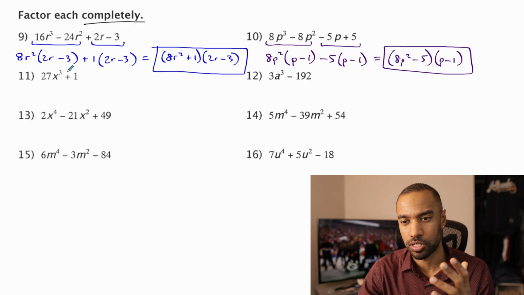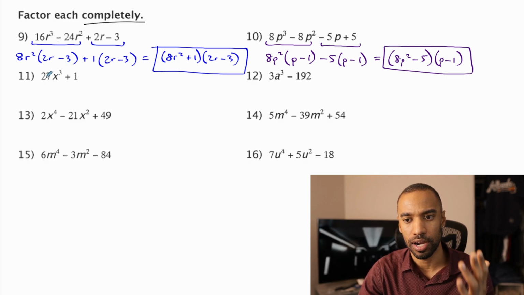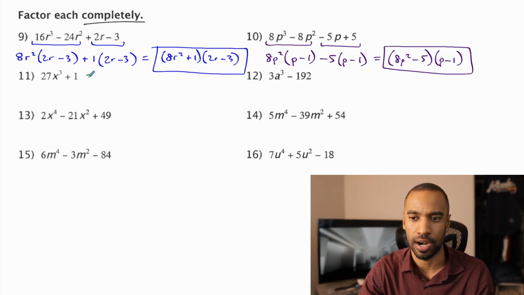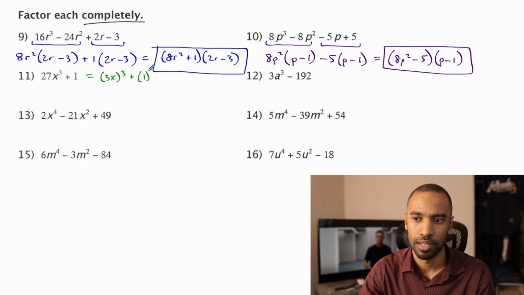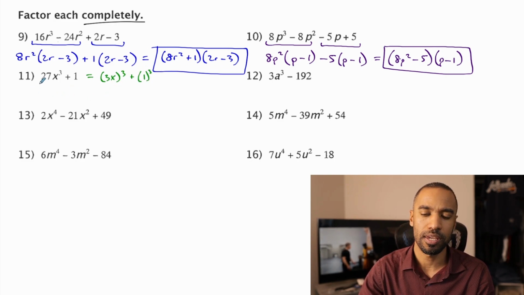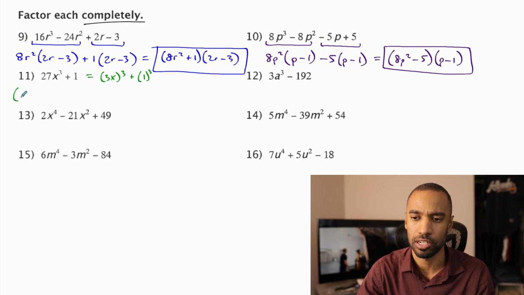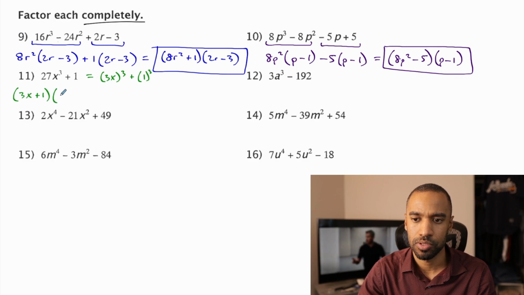All right, like number 11, for example. This is a sum of 2 cubes. This is our a cubed plus b cubed nature. In a cubed plus b cubed form as it stands, guys, that's going to factor into a plus b times a squared, minus a times b, plus b squared.